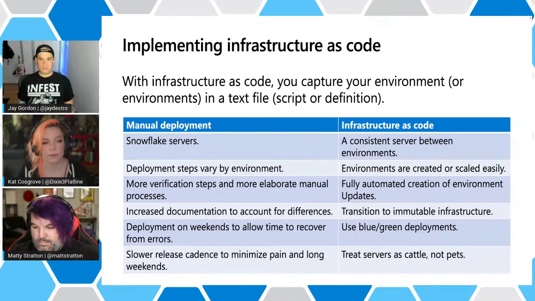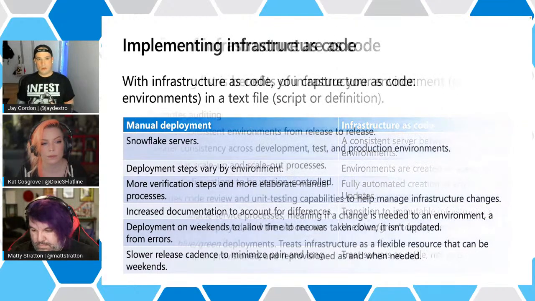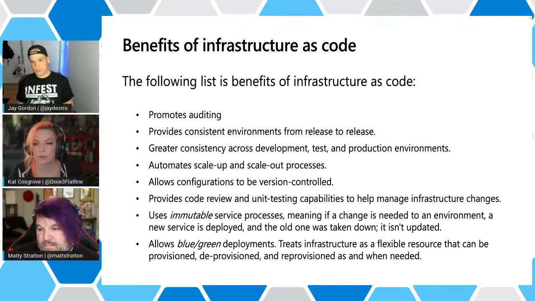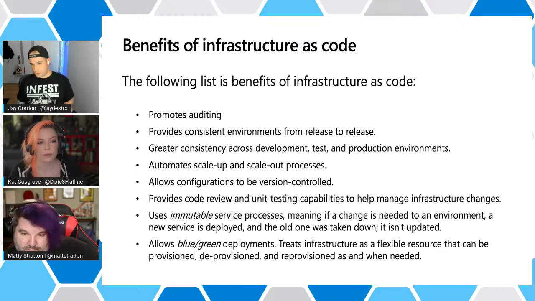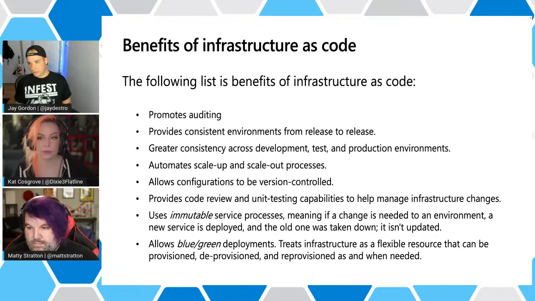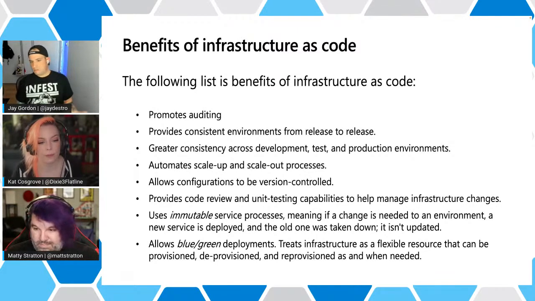This table lists the significant differences between a manual deployment and an infrastructure as code one. Infrastructure as code promotes auditing so that you can trace what was deployed, provides consistent environments from release to release, greater consistency across development, test, and production environments, automates scale up and scale out processes, allows configurations to be version controlled, provides code review and unit testing, uses immutable service processes, meaning if a large change is needed to an environment, a new service is deployed and the old one is taken down, it isn't updated.